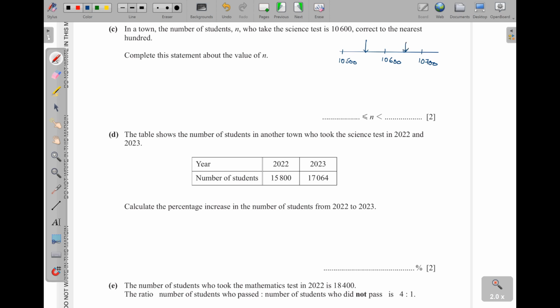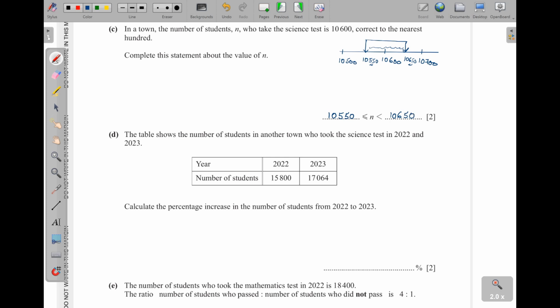The middle here. So this 10,600 begins from here, 10,550, and then ends at 10,650. Because when you round this off, it will now go to 700, and when you round this off, it will give you the 600. So all the numbers here will give you that 10,600 when you round them off. So that means we shall have 10,550, and then here we shall get 10,650.